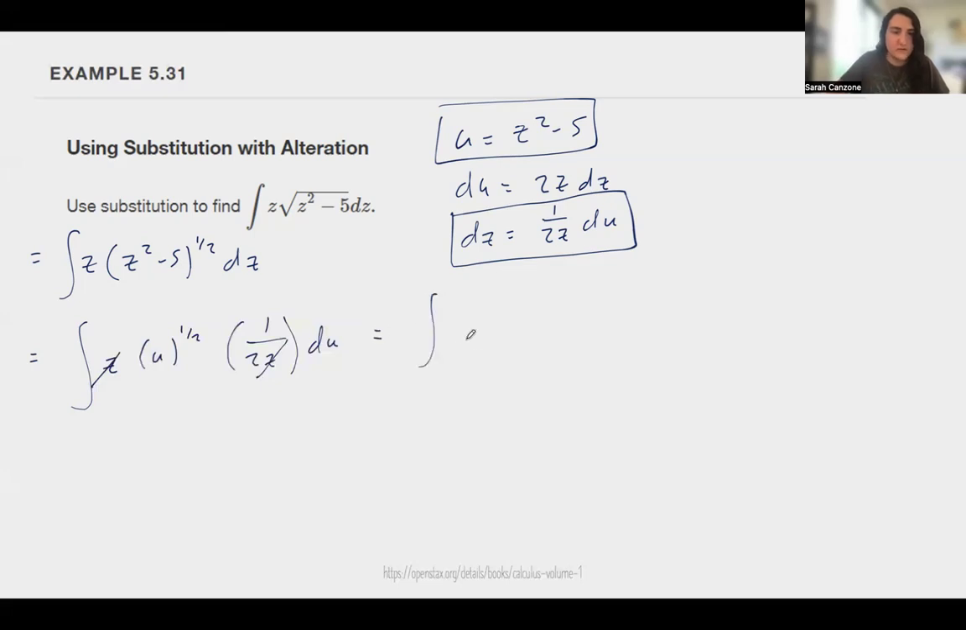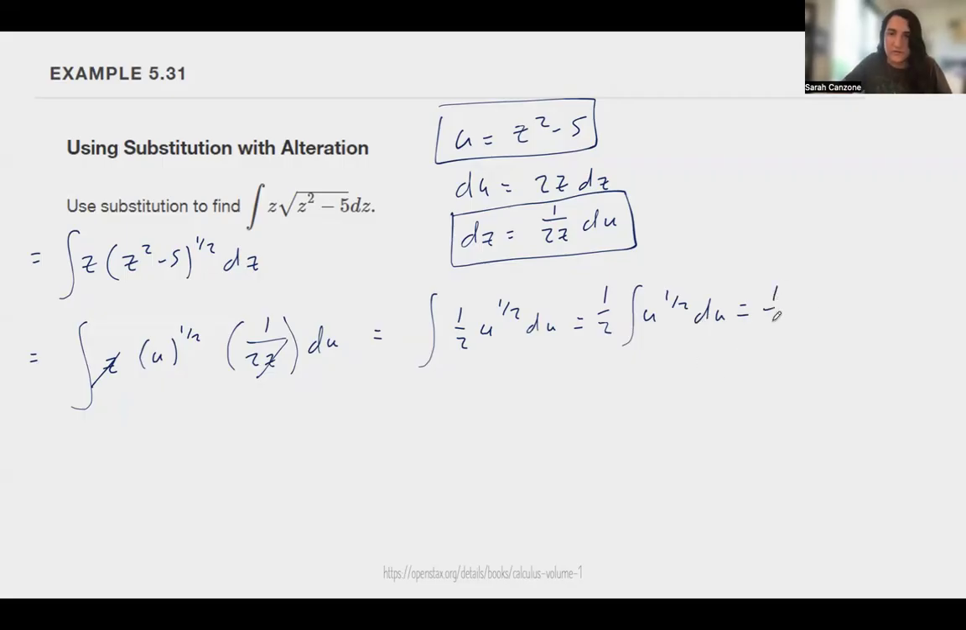So this is equal to the integral of 1 over 2, because I'll pull this out, u to the 1/2 du. And if you'd like, we can also write this as 1/2 integral of u to the 1/2 du. So this is a constant multiple rule that says we can pull out a constant multiple and it doesn't change anything. Now we can use the power rule. Up a power, divide by that power. Be careful not to forget this though.